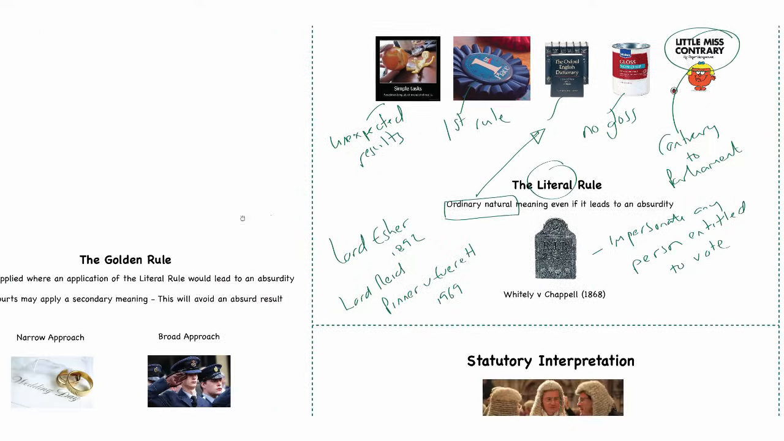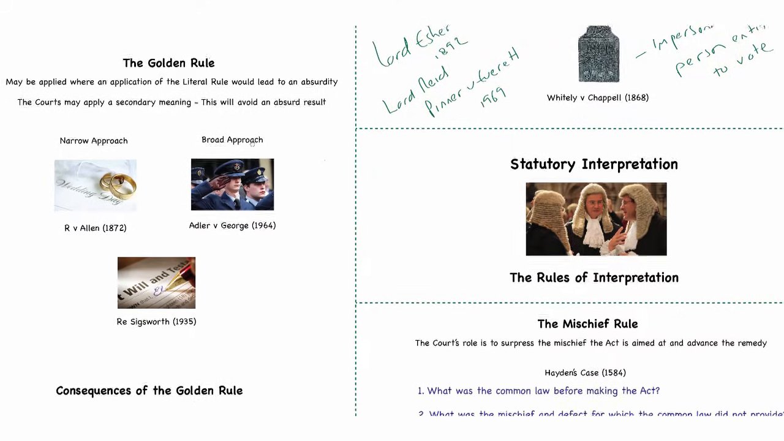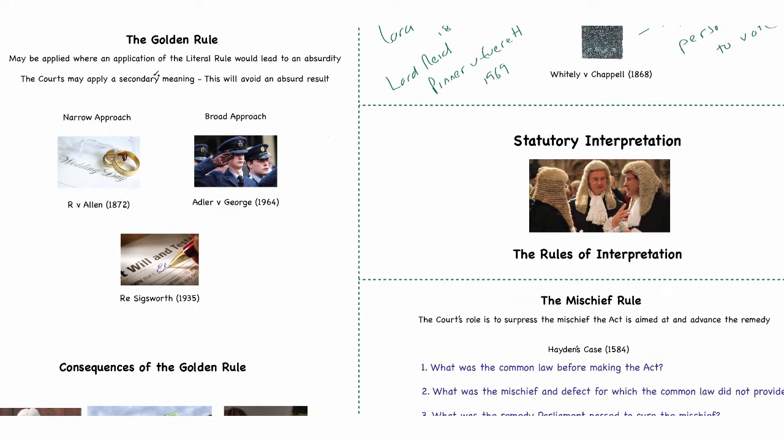Let's go and take a look at the golden rule. The golden rule, which is applied after the literal rule, may be applied where the application of the literal rule would lead to an absurdity. So if the judge decides this is going to lead to an absurdity, they can then apply the golden rule. So the courts may apply a secondary meaning, and that secondary meaning may avoid an absurd result.